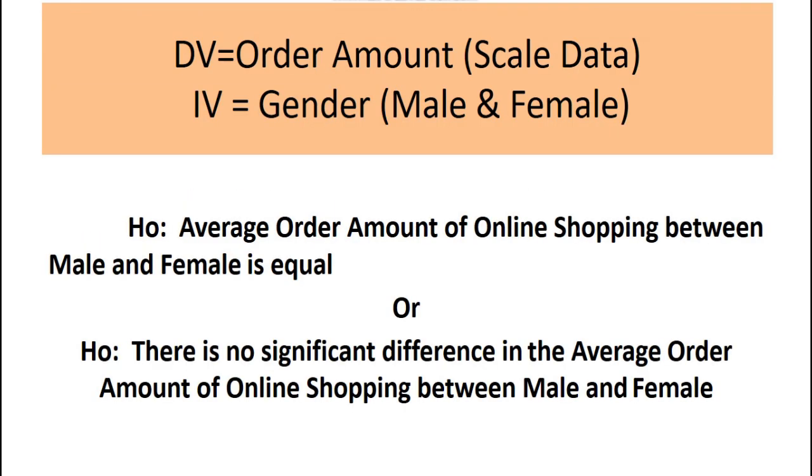First, I am going to show you how to use independent sample t-test in SPSS with this example. Here I take the dependent variable as order amount of online shopping. My independent variable is gender, which I have classified into male and female. The null hypothesis is: the average order amount of online shopping between male and female is equal. We can frame the null hypothesis like this.